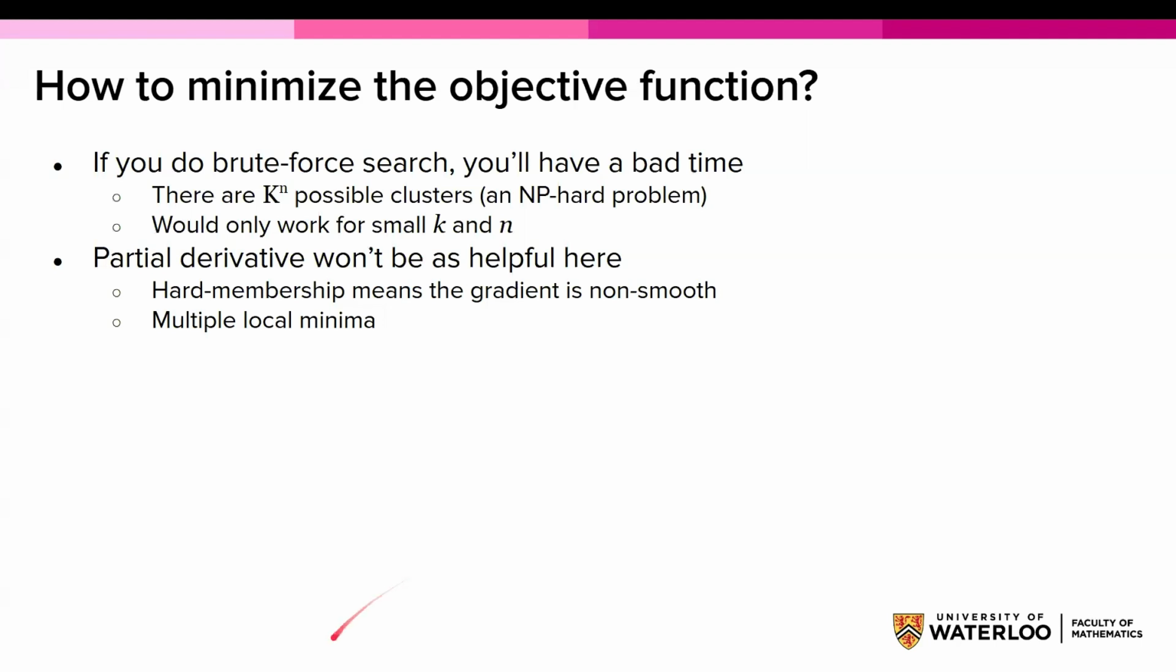So another idea might be to try to use partial derivatives or gradient descent. This works well for a lot of optimization problems, but k-means has a bit of a unique challenge in that it uses hard membership assignments. So what this means is that each point is assigned exactly to one cluster. So the gradient is non-smooth, and those gradient-based methods that we've been using really won't be of much help. Another problem is that the k-means objective actually has multiple local minima, so it's not even convex.